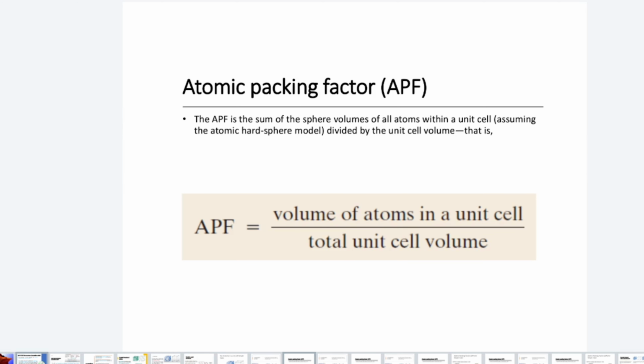We have the next thing, which is the atomic packing factor. Now, the atomic packing factor, I told you we will discuss how the atoms are packed in a unit cell, right? So that is known as the atomic packing factor. Now, if we have the unit cell here, let's say this is the unit cell.